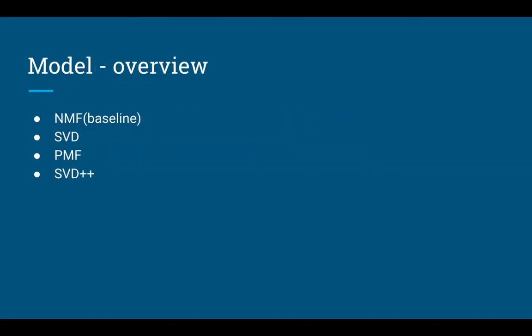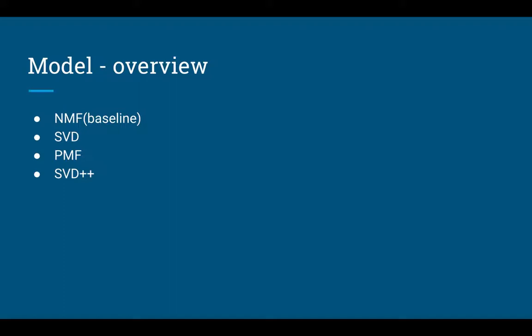And this is the model overview. We try 4 different models to do the recommendation task. The NMF is our baseline, which is a collaborative filtering algorithm based on non-negative matrix factorization. This is the simplest matrix factorization method. And then the SVD, which is a famous recommendation algorithm, popularized during the Netflix prize.